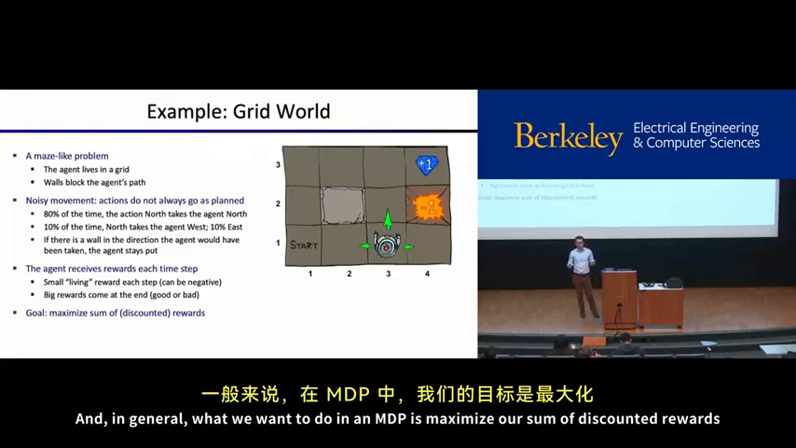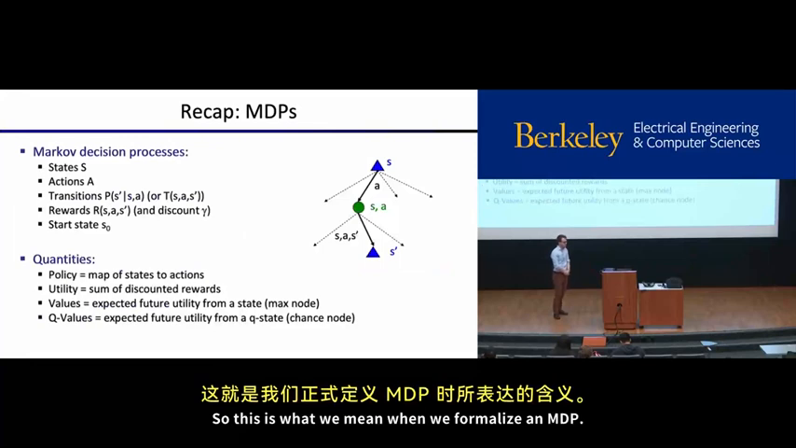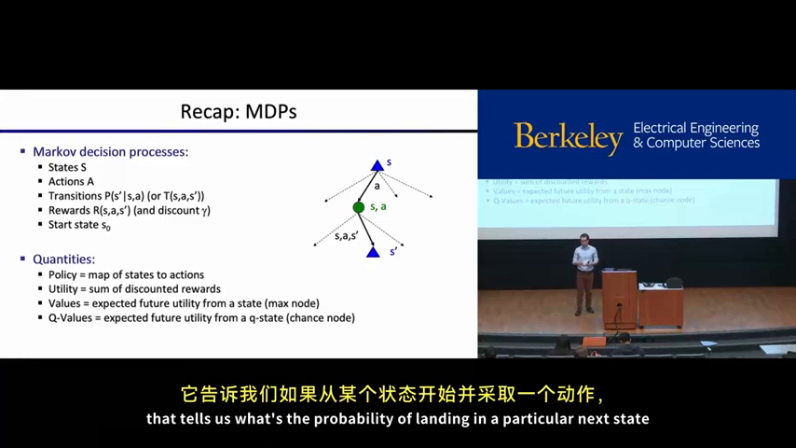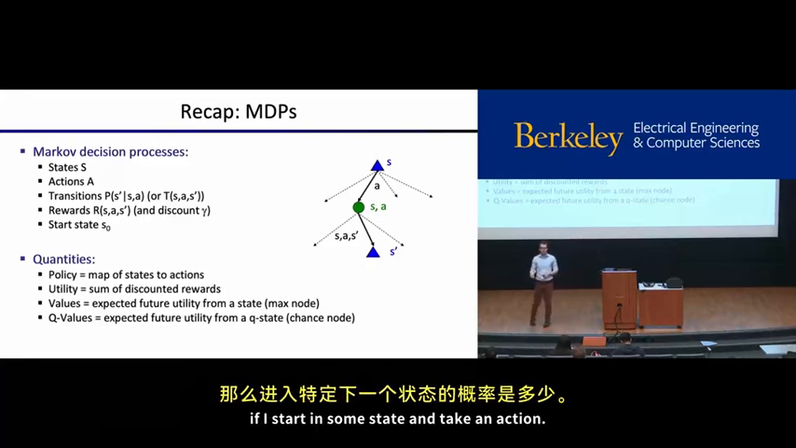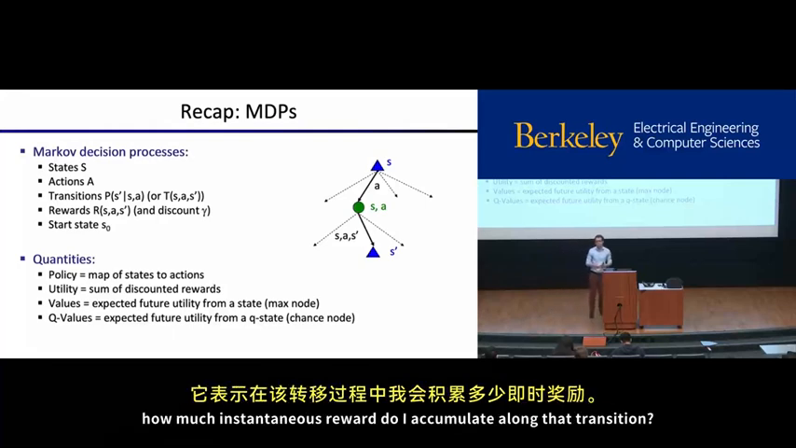And in general, what we want to do in an MDP is maximize the sum of discounted rewards that we're going to receive in expectation. So this is what we mean when we formalize an MDP. We have a set of states, we have a set of actions, we have some transition function that tells us the probability of landing in a particular next state if I start in some state and take an action. And then we have a reward function for each of those transitions as well that says how much instantaneous reward do I accumulate along that transition.